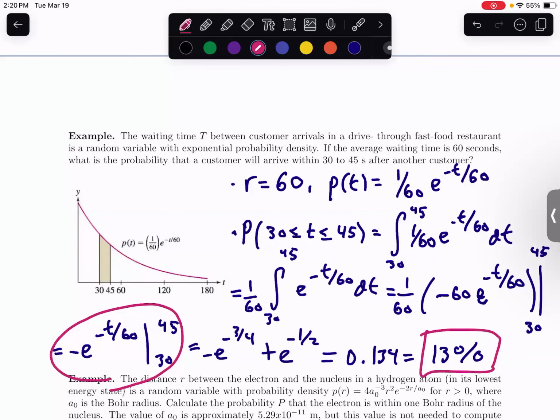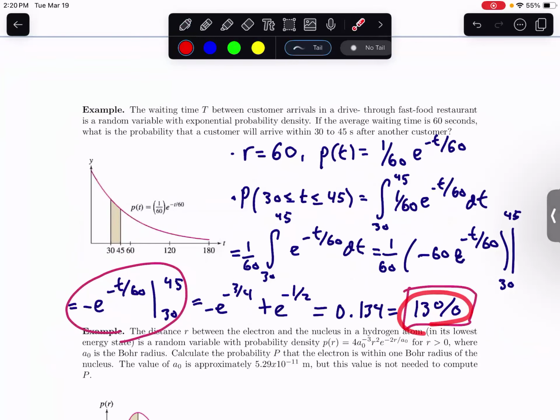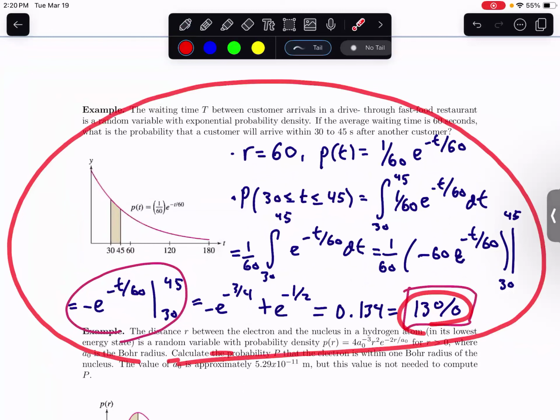On the exam though, you can just leave your answer like this, even though it's not as satisfying, I guess. I like seeing the percentage. Okay, any questions about this example?